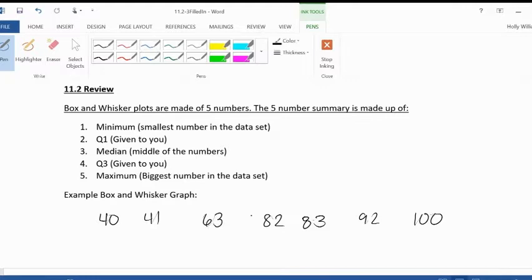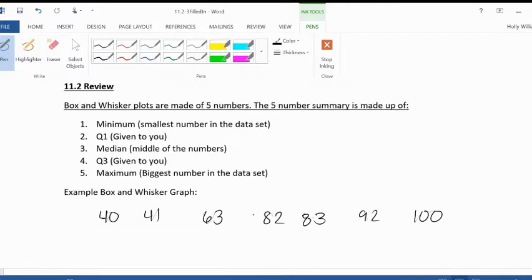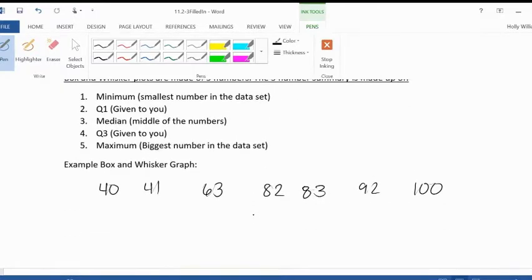So here's actually where you guys are getting your numbers. Here's your test scores for the year. If we were to make a box and whisker plot on this, it would look kind of like this. So let's just do our 5-number summary first. What's our minimum here? What was the lowest test score we got? 40. Yep, so our minimum would be 40.